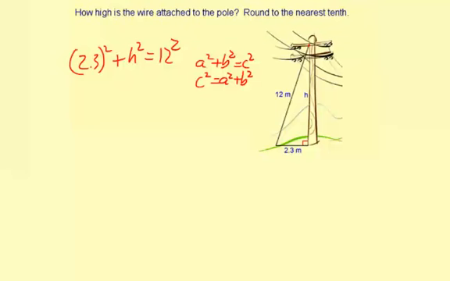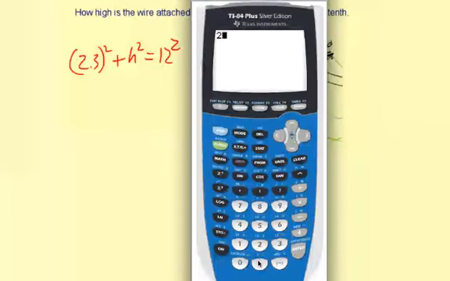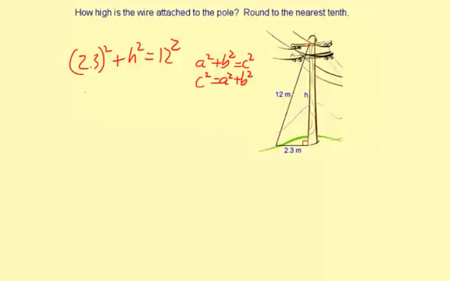So I'm going to use a calculator for the 2.3 squared. You could multiply it by hand, but a calculator is a little bit faster and easier. So let's see, 2.3 squared. You could also do 2.3 times 2.3 if you want. It's 5.29. So I'm going to write 5.29 here plus h squared equals, now 12 squared is 12 times 12. I know that's 144.